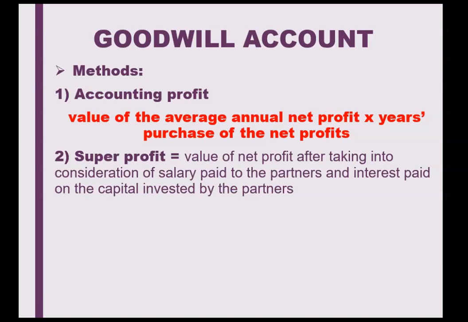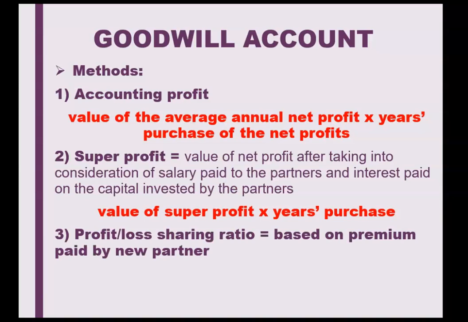The second method is using super profit, where you take the net profit after taking into consideration the salary paid and also the interest paid on the capital invested by the partners, and then you will have a value of super profit multiplied by the years of purchase. Again, years of purchase is the number of years the goodwill has been accumulated.